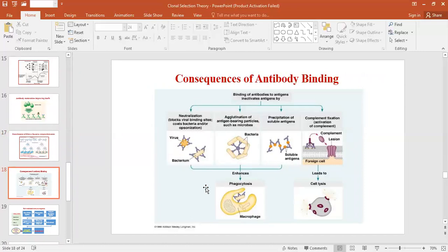Now, what are the consequences of antibody binding? There are four different consequences. Binding of an antibody with an antigen inactivates the antigen in four different ways. The first is neutralization, then opsonization, agglutination, and precipitation. In these reactions, when the antibody interacts with bacteria or viruses, this enhances the action of phagocytic cells, the macrophages, and through phagocytosis they can be eliminated. The fourth one is known as complement fixation. Here the foreign cell, the bacteria, will interact with the complement, and then it will lead to cell lysis by the cytotoxic T cell.